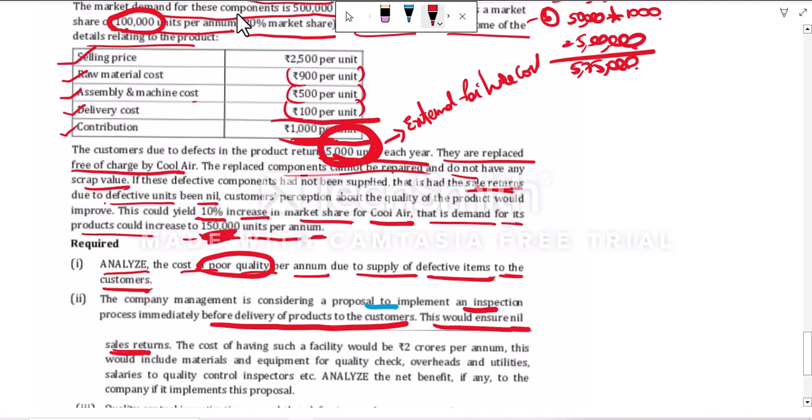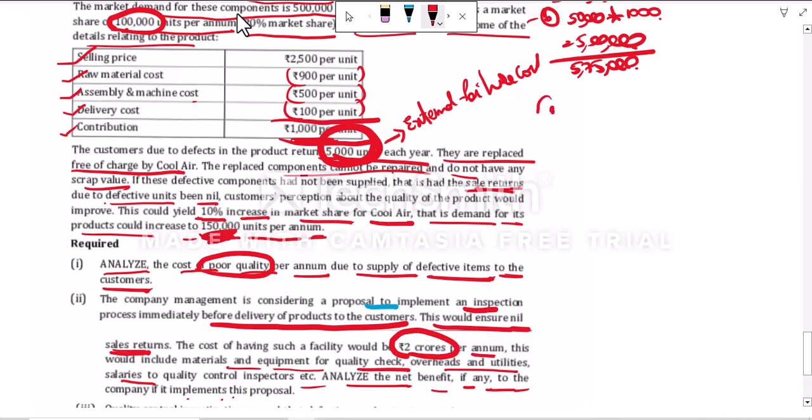The cost of having such a facility will be 2 crore per annum. This would include materials and equipment for quality check, overhead and utility, salaries to quality control inspectors, etc. All costs included, it will take 2 crore to inspect. Analyze the net benefit, if any, to the company if it implements this proposal. Okay, what is the benefit that will arise if they incur this?